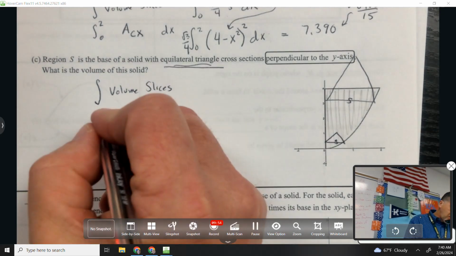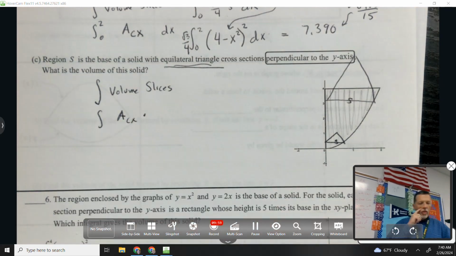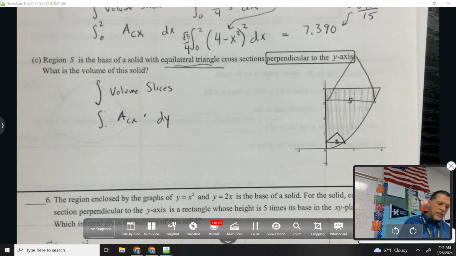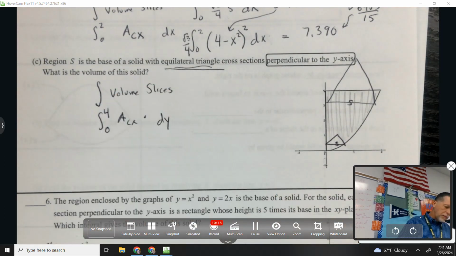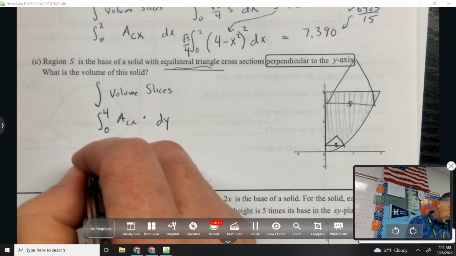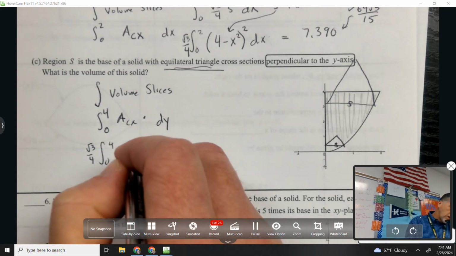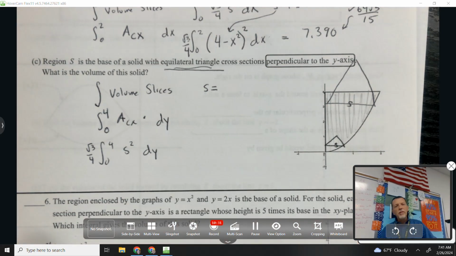Now each slice is an area times the thickness. How thick are those slices? dy. We're slicing along the y-axis. So dy, which now means my limits need to be y limits. So from what to what? 0 to 4, because we're going up from 0 to 4 on the y-axis here. 0 to 4, root 3 over 4, s squared, dy. But I need to do some figuring on what s is.